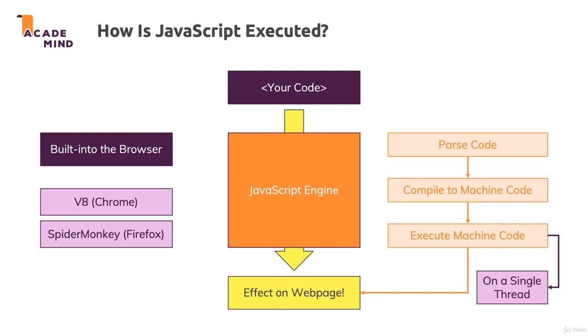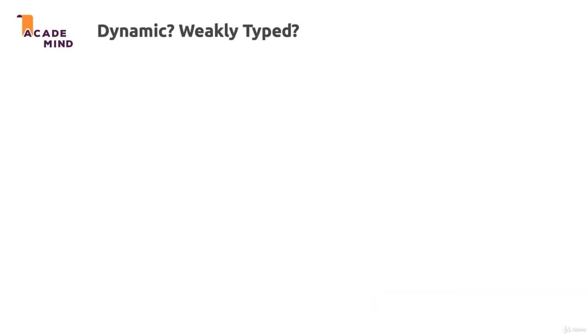Right now, this doesn't really matter. It will become more important later in the course, though, when I will come back to this concept of single threading and which implications this has for JavaScript. But with that, we know what interpreted means, what compilation means, and how the JavaScript code is executed. What does dynamic and weakly typed mean then?